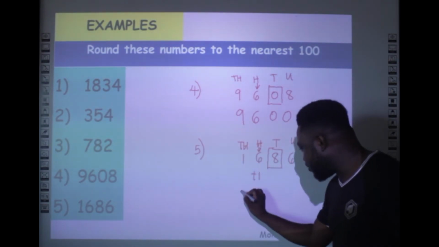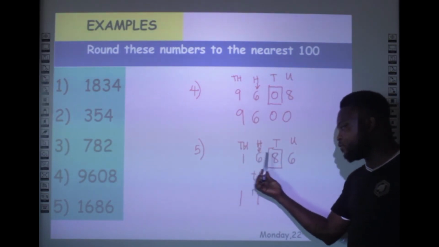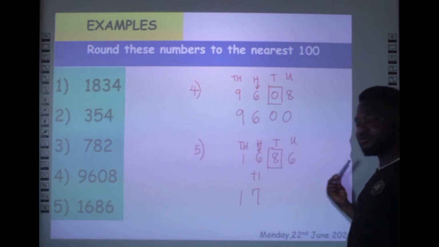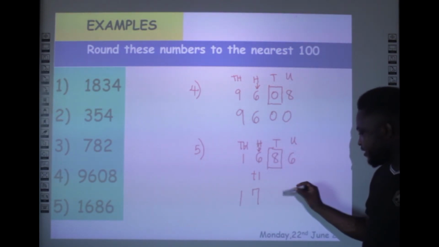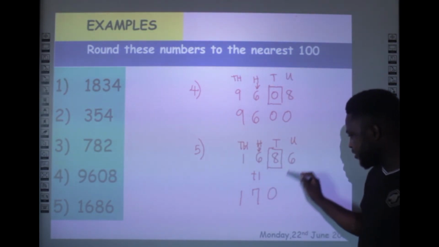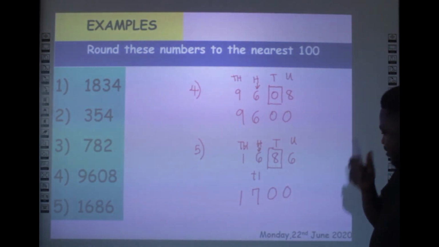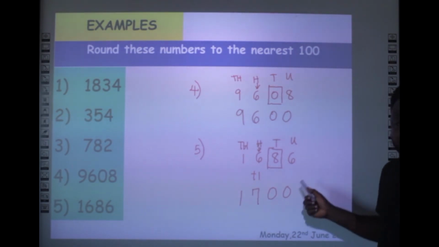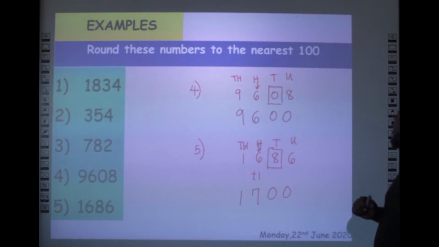You drop down 1. Any digit to the right of the target digit, we all turn to zeros. As you can see, we have 8 and 6. 8 will turn to 0. 6 will equally turn to 0. So our final answer will give us 1,700. So that's going to be the solution to this problem. Now let's go to the next example.